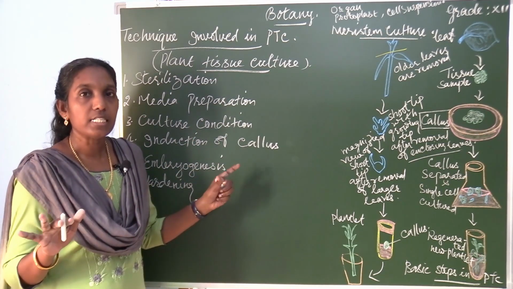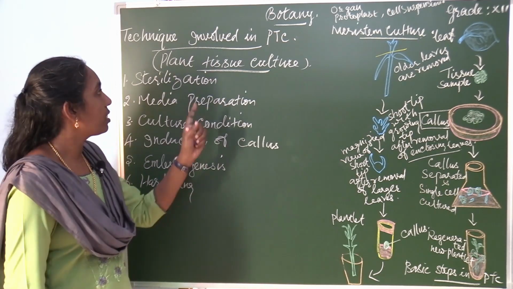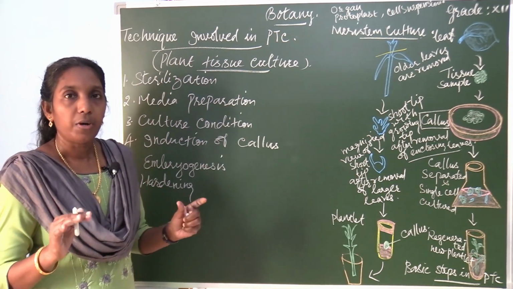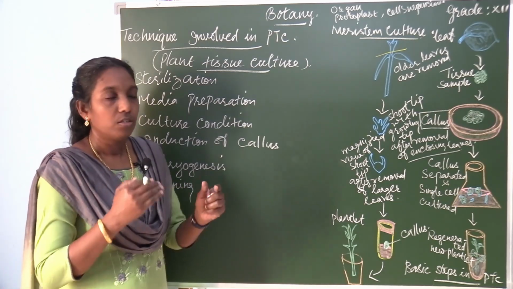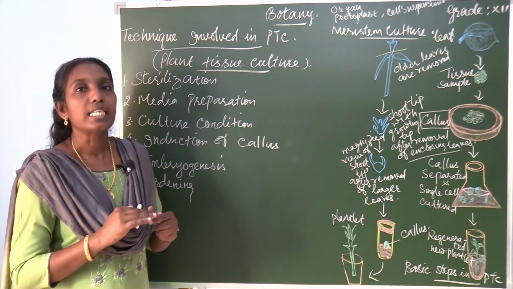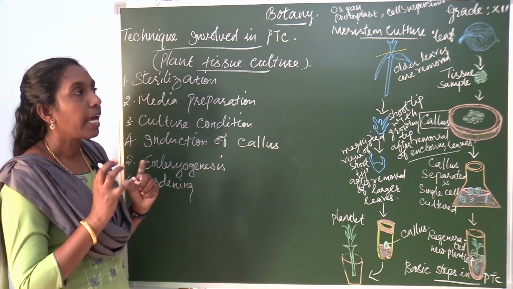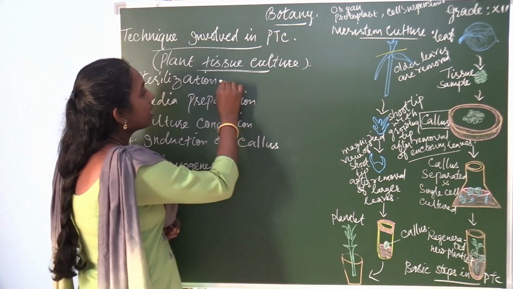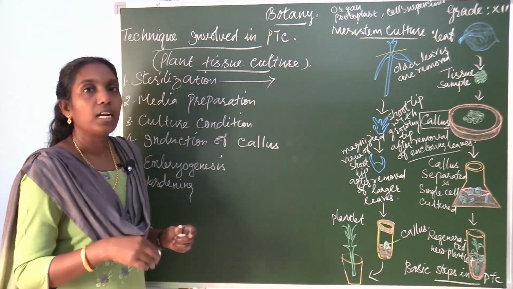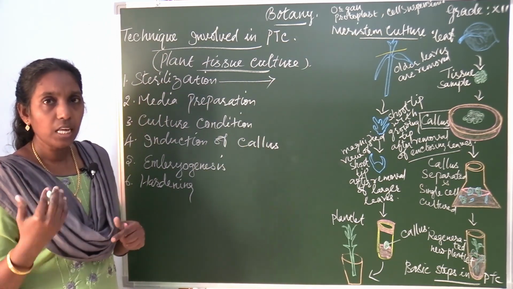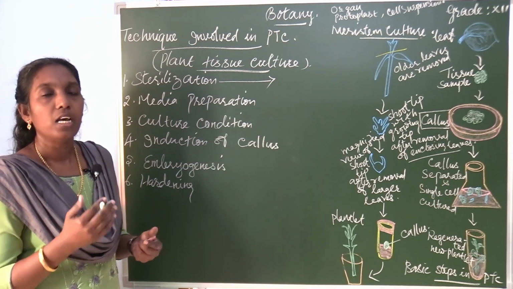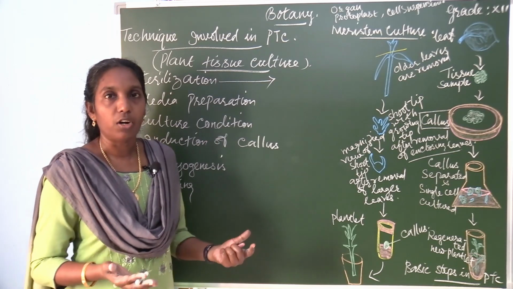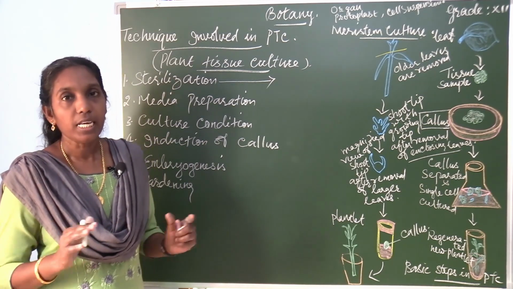Sterilization, all that is sterilized. So the first step of this technique is sterilization. All the parts used for the culture are sterilized, so that at first an aseptic environment can be produced. So what are the sterilization processes? Sterilization of the explant, sterilization of the medium, sterilization of the environment, the room. Everything must be sterilized.